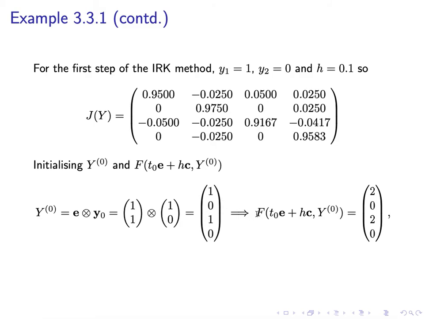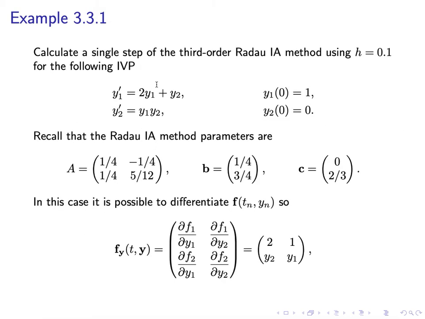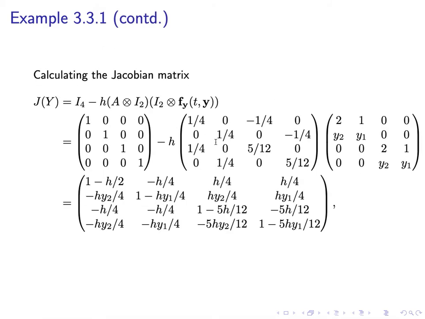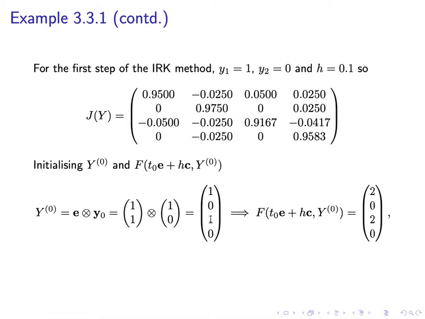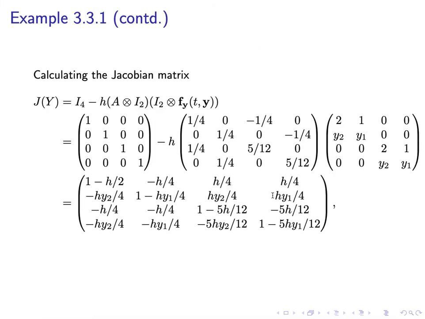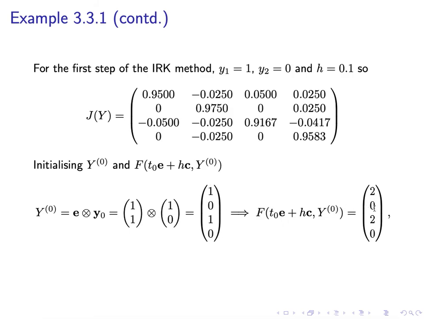Therefore our big F is equal to, so this is each of these applied to our ODE function. If I just go back, the first ODE function is 2y1 plus y2, so y1 is 1, y2 is 0, so 2 times 1 is 2, plus 0 is 2. The second equation was y1 times y2, so that's 1 times 0, so that's 0 there, and it's repeated below. So we've got our initial value for big Y, we've got our initial value for big F.